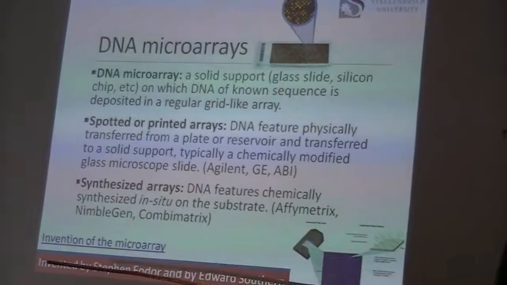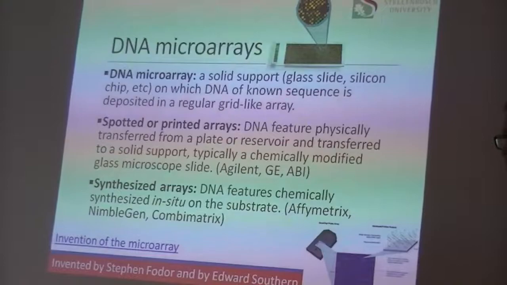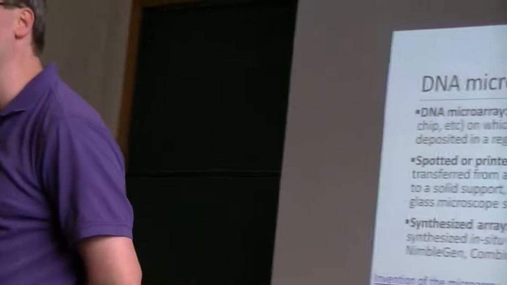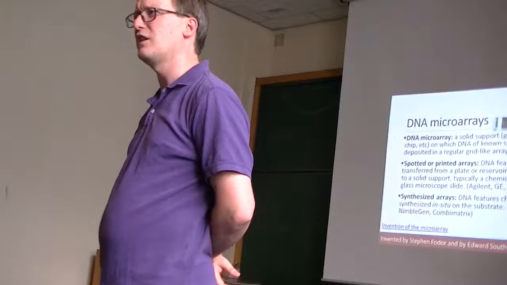So there are two major kinds of microarrays that I want to talk about. I used to have a slide that explained that microarrays were a Cartesian grid of probes. But people don't know the name Cartesian. They don't know where Cartesian comes from. Does anyone in the room know that?